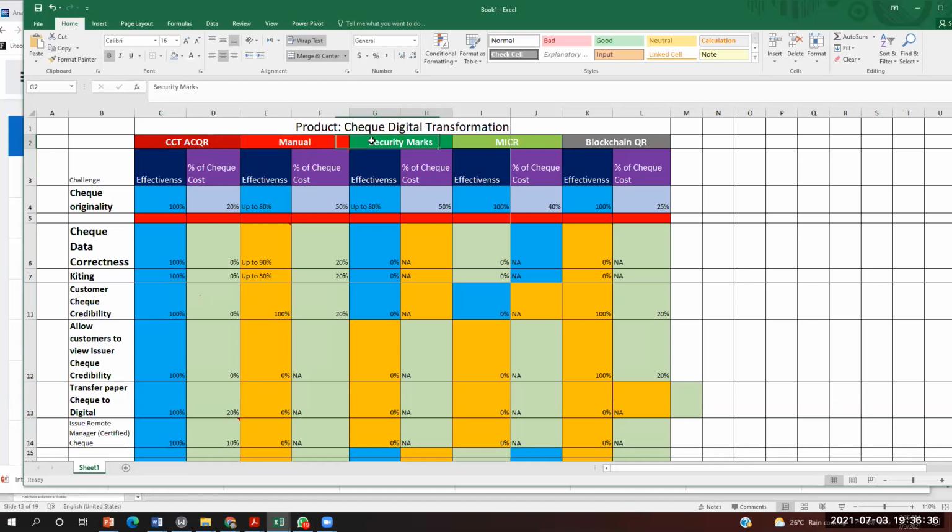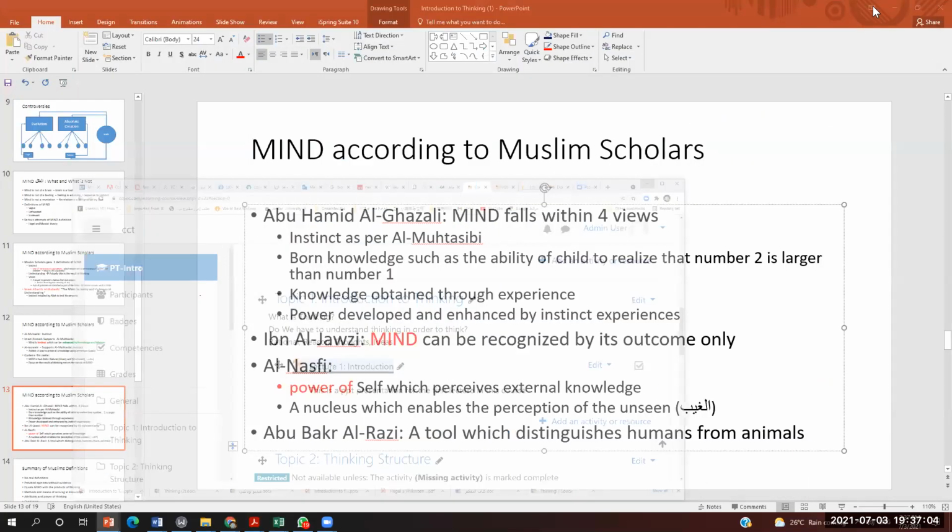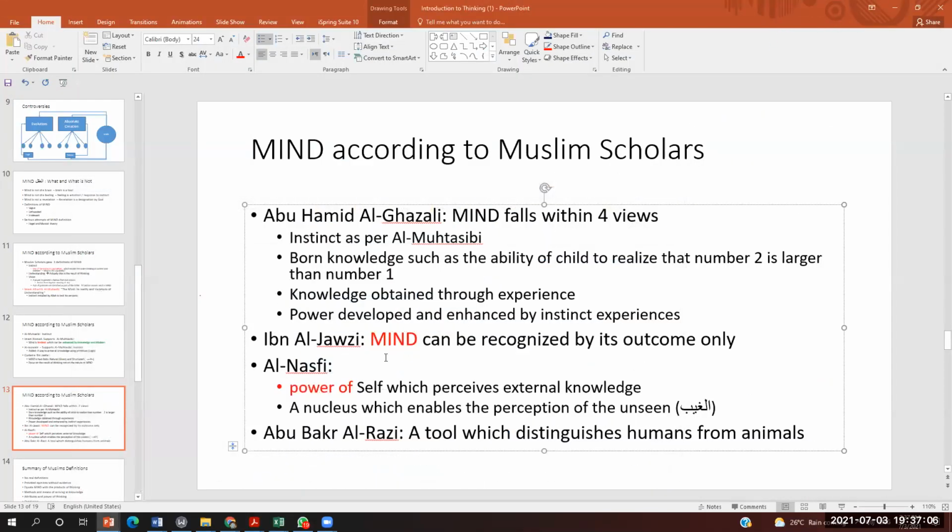This is knowledge. I can explain it to you. Probably one or two of you who have some knowledge about computers, financial technologies and programming, I can explain it, and he will be able to perceive it. He was able to perceive a knowledge which I probably can spend one hour explaining. So this is a power of the self which perceives external knowledge.